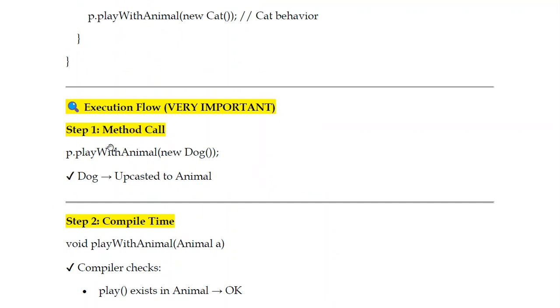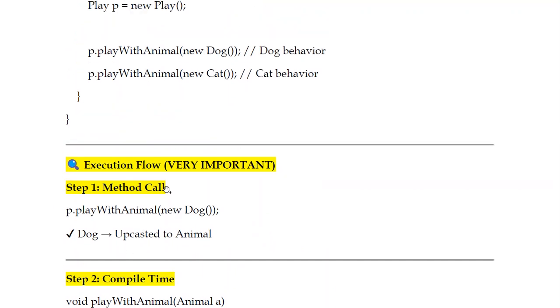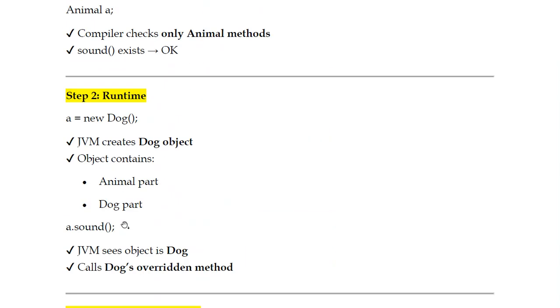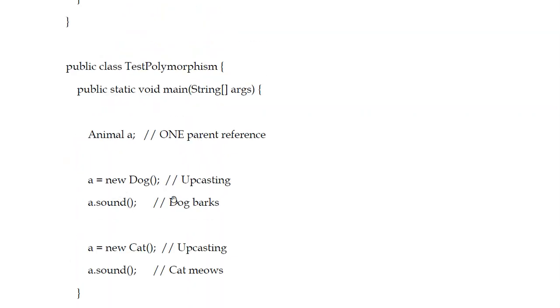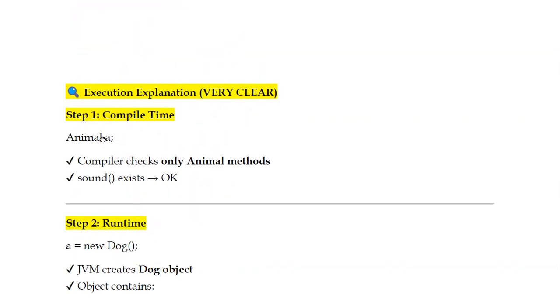We'll discuss what is happening. playWithAnimal(new Dog()). You may ask me how that casting is happening, because in our previous sessions we discussed that the left side is a parent reference and the right side is a child object. This is what we have discussed: Animal a = new Dog(). Afterwards we write a.sound(). Like this we are writing. Am I right? Here this is another method.